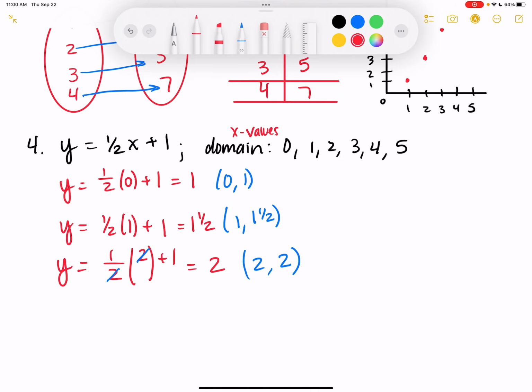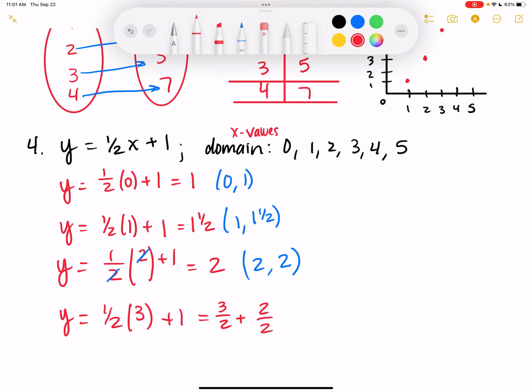All right, so then we're going to do it for 3. So y equals 1/2 times 3 plus 1. So this one is going to be 3 over 2 plus 1. So then I can rewrite 1 as 2 over 2. So I'm going to get rid of this and rewrite it that way, so I have a common denominator that I can add them together now. So that's going to be 5 over 2, which is what as a mixed number?